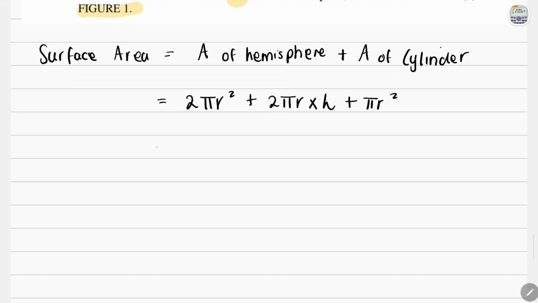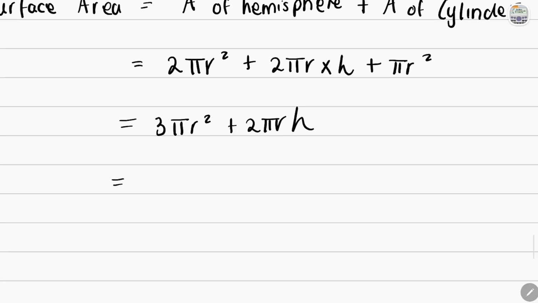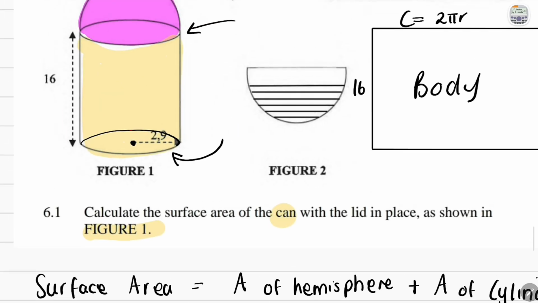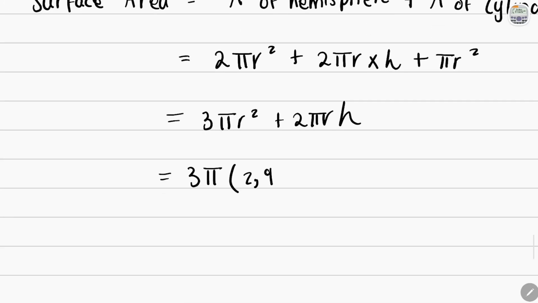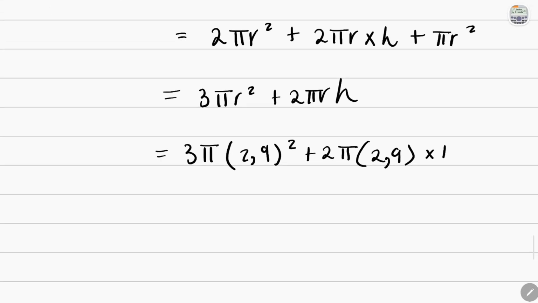And all we have to do is simplify this. So with this, we can just start by simplifying. Do you see how 2 pi r squared and pi r squared are like terms? When you add them together, it's like 2 pi r squared plus 1 pi r squared gives you 3 pi r squared. And then plus 2 pi r times h. And all you have to do is substitute. So we're saying 3 pi, and in place of r, we know the radius is 2.9. So this is 2.9 all squared plus 2 pi, and then 2.9, and then multiply by the height, which is 16. And this would give us our answer.